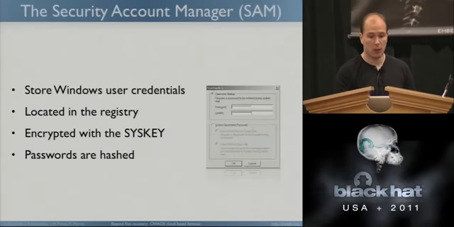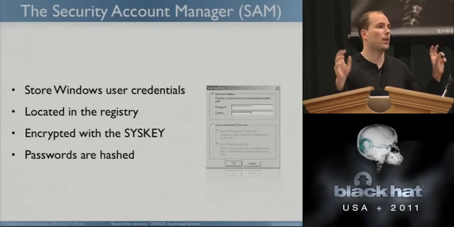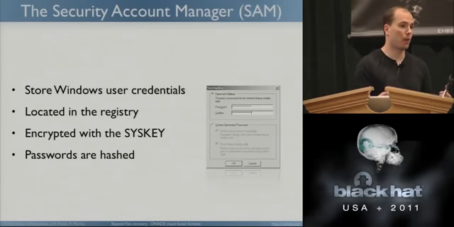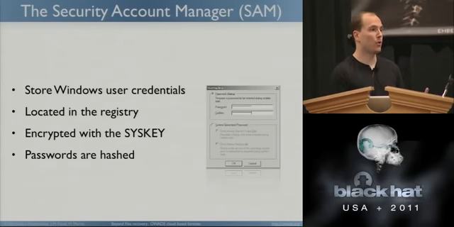Well, they are stored in what is called the SAM, the Security Account Manager, and it's located in the registry, and it's encrypted with the syskey. The syskey was an attempt from Microsoft to prevent you from decrypting the password offline. So they offer the option to put the syskey on a USB key.